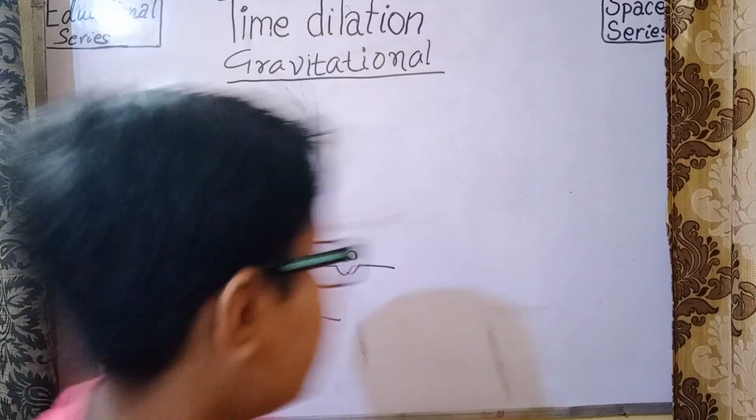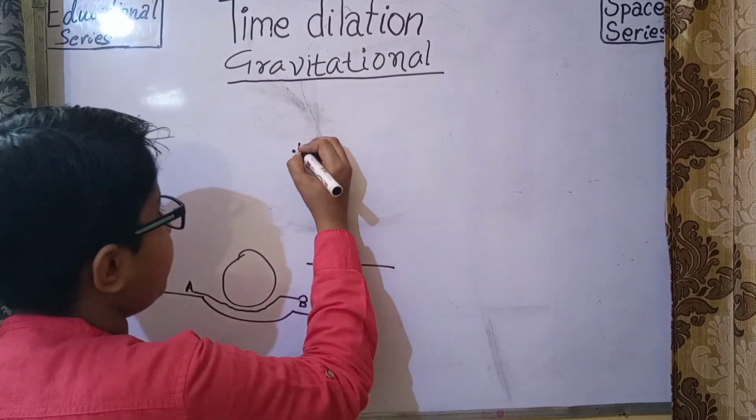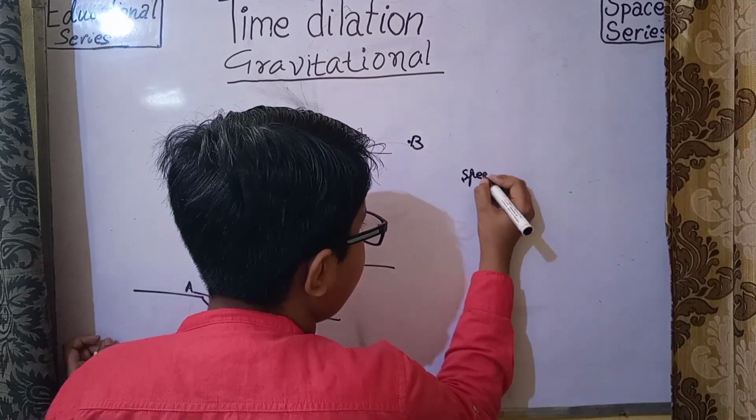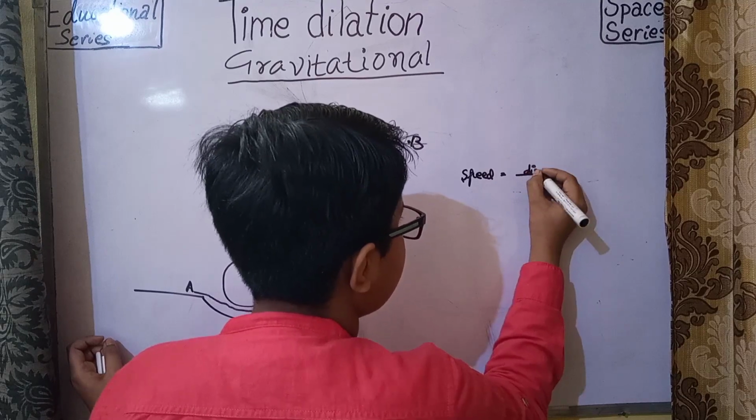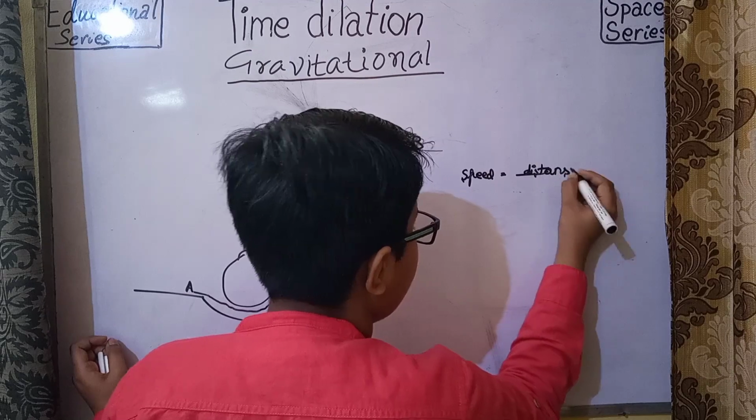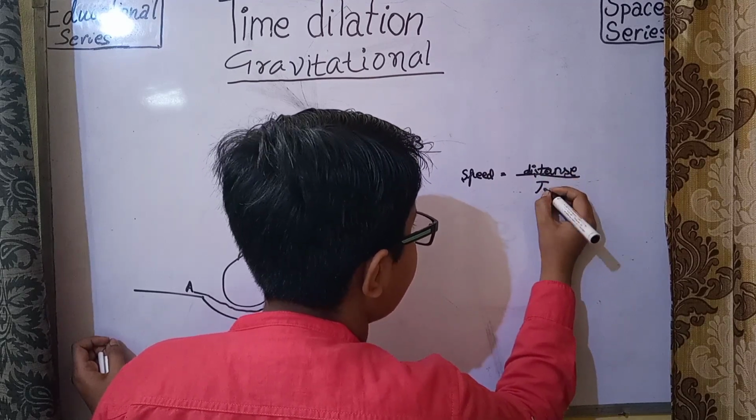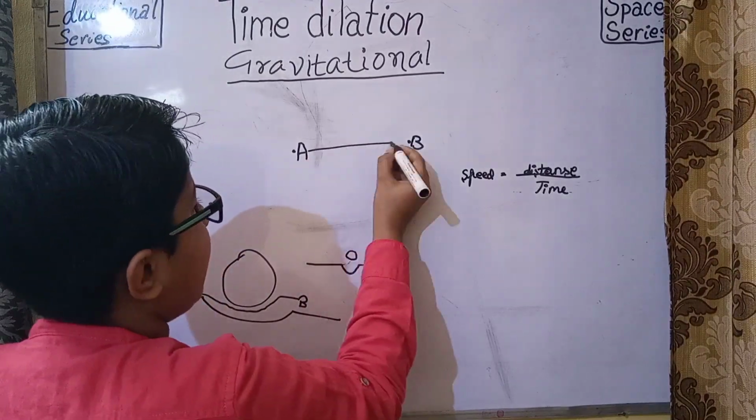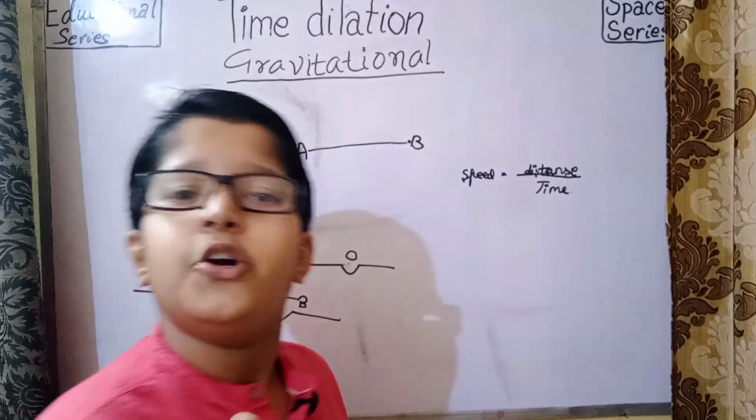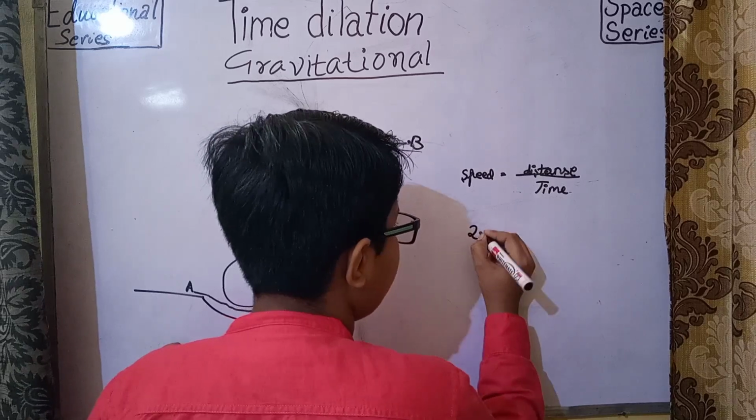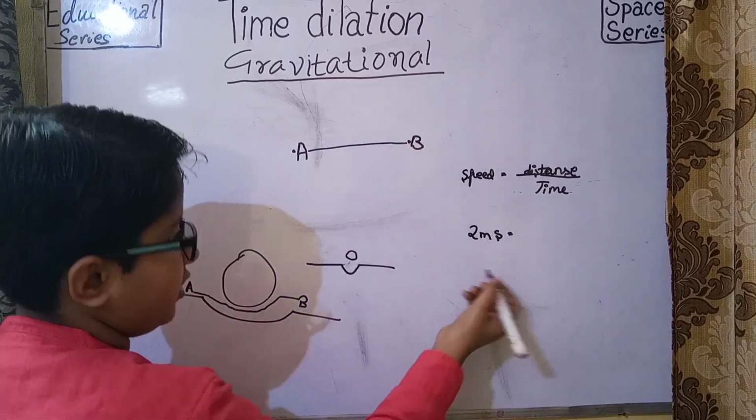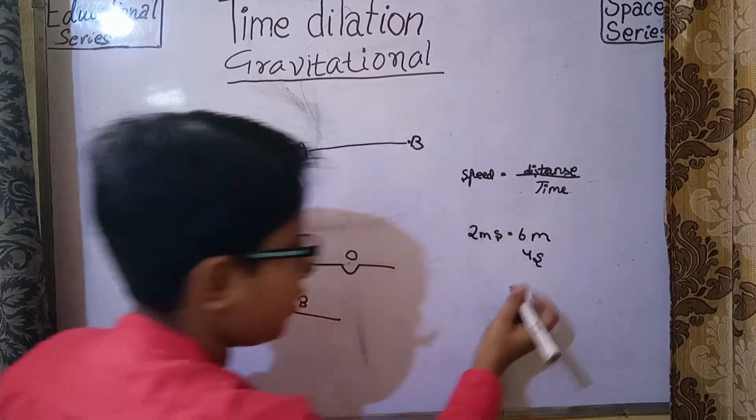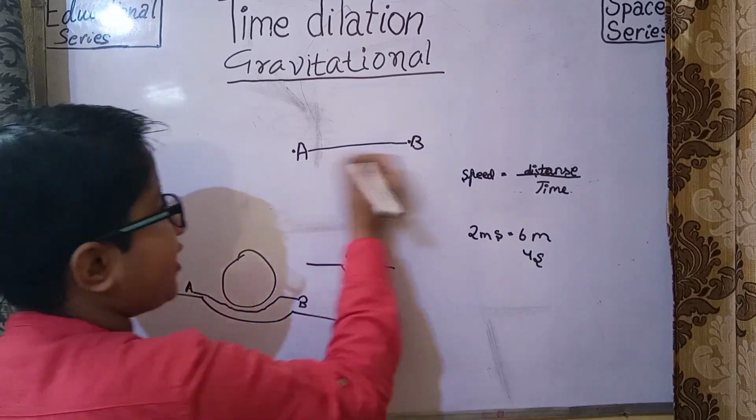Now let's see how time can be slowed by gravitational time dilation. Suppose the universe is not bent at this place and light travels from point A to point B. The formula is speed equals distance by time. The speed of light is around 3 lakh kilometers per second, but here we will take 2 meters per second. The distance, suppose, is 6 meters. So the time will be 4 seconds. The time for light to go from point A to point B will be 4 seconds.